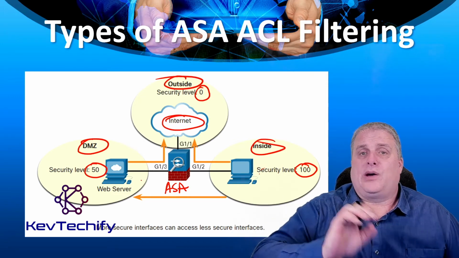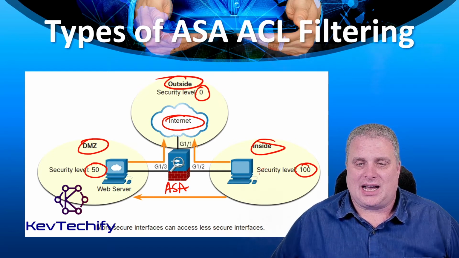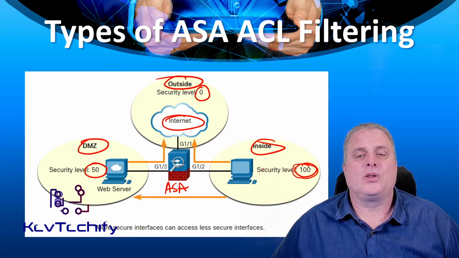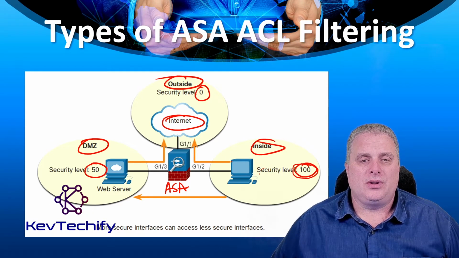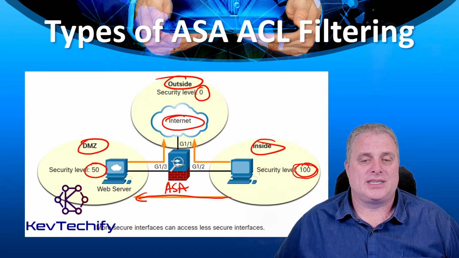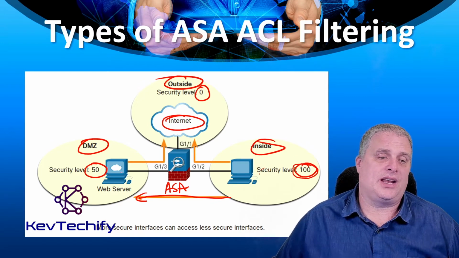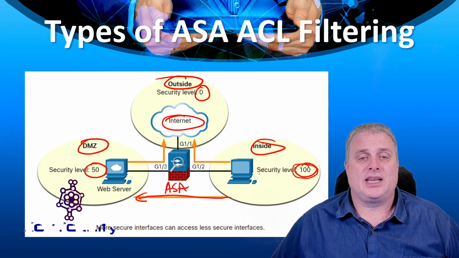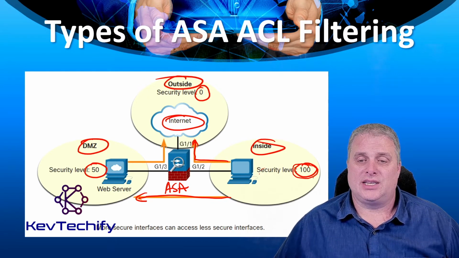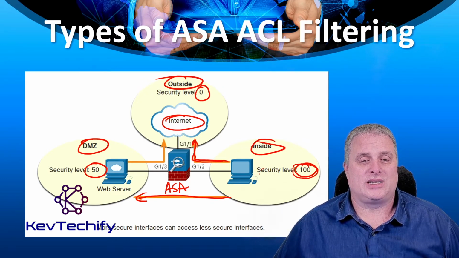What happens here, without having any access control list configured, the inside, because it's the highest security level, can trust any other security levels that are lower. So the inside people can go to the DMZ. They can connect into the DMZ because that's a security level of 50. The inside's 100, higher, so they can connect into the DMZ. The inside can also go to the outside. The inside's 100, outside is 0, inside's higher, so the inside can access the outside.